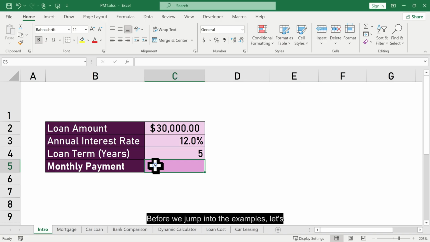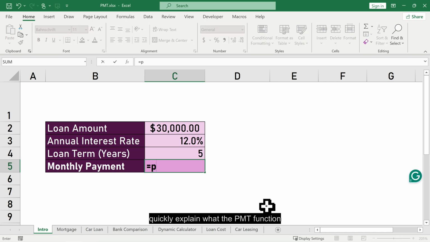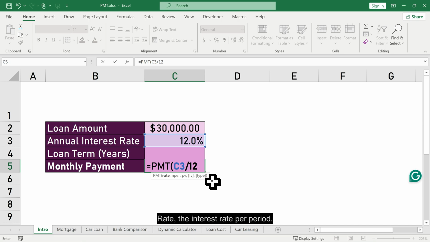Before we jump into the examples, let's quickly explain what the PMT function actually is. This function calculates a fixed periodic loan payment, assuming the interest rate remains constant throughout the loan term. Here's what each argument means. Rate, the interest rate per period. If the annual interest rate is 12%, divide it by 12 for monthly payments.